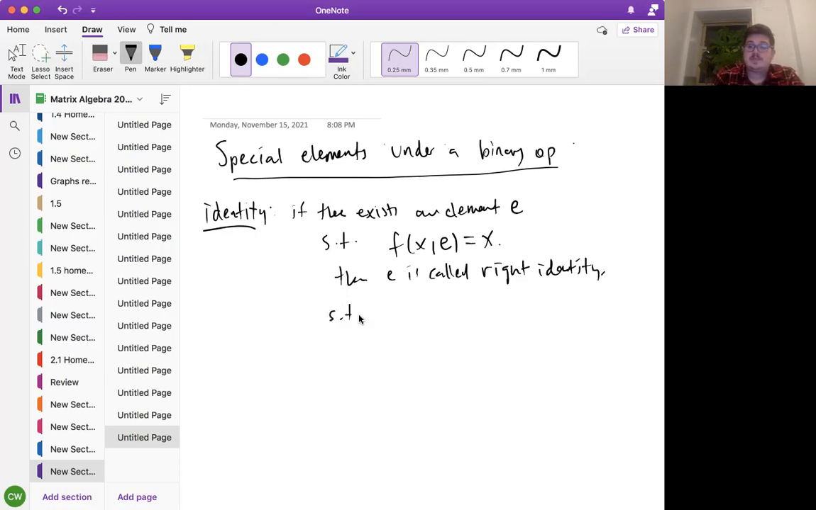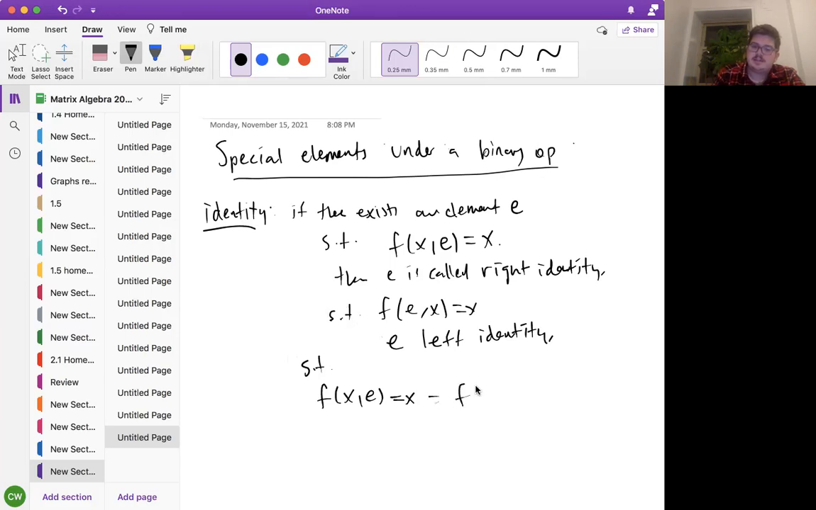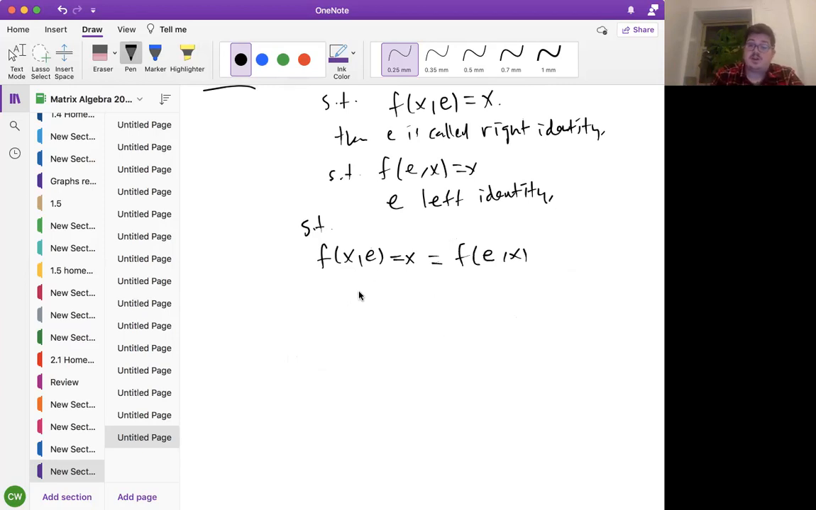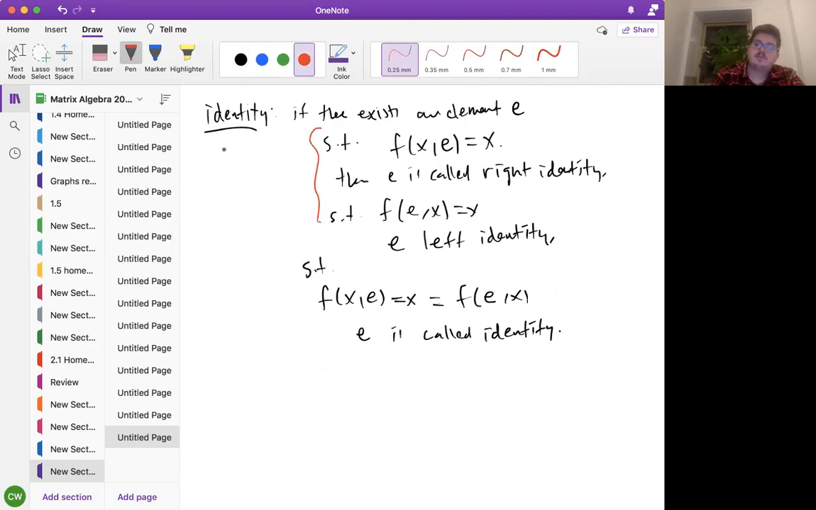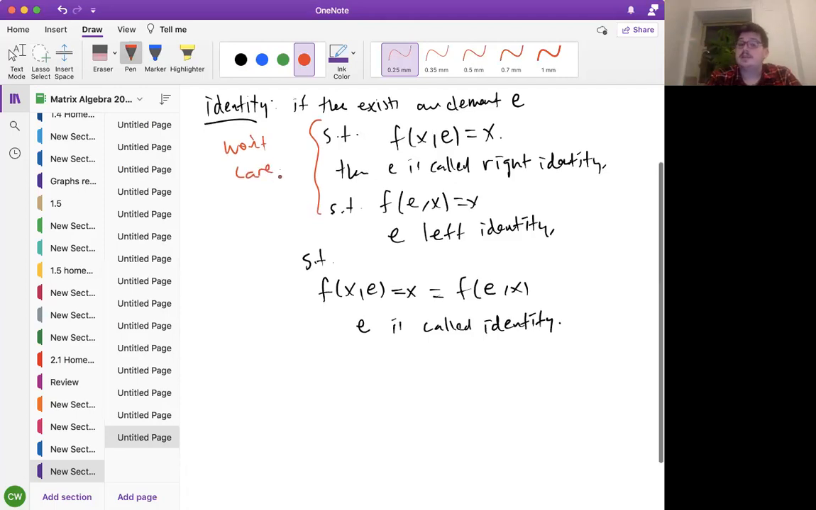Same thing, but on the other side: if f of E, x is equal to x, then E is a left identity. And if they're the same, if you have f of x, E equal to x and f of E, x equal to x, then E is just called the identity. Usually we won't care about left versus right, but there are certain cases where it does come into play.